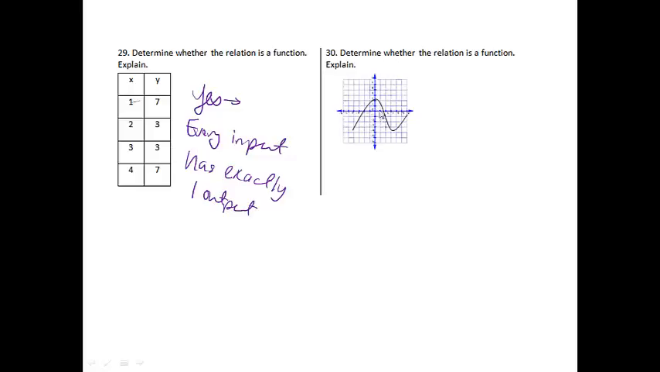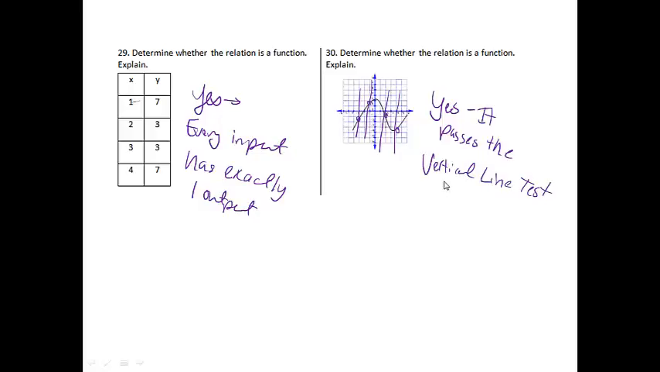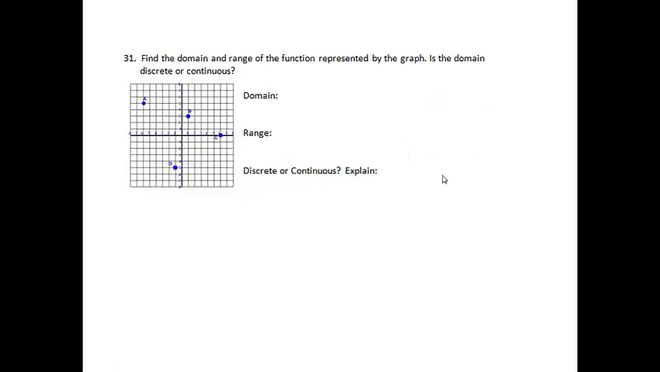Okay, number 30, determine whether the relation is a function and explain. The easiest way to do this one would be the vertical line test, and every vertical line that I draw only passes through that graph one time. So this again is going to be yes, and I can say it passes the vertical line test. I could also say that every input has exactly one output because that's what the vertical line test is testing for.